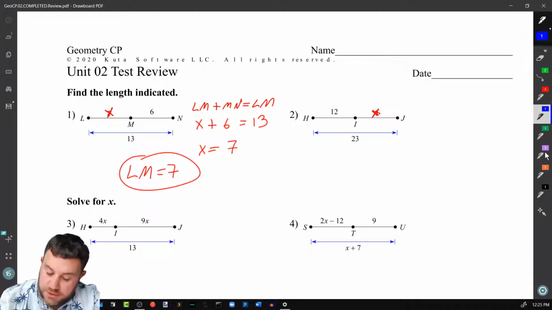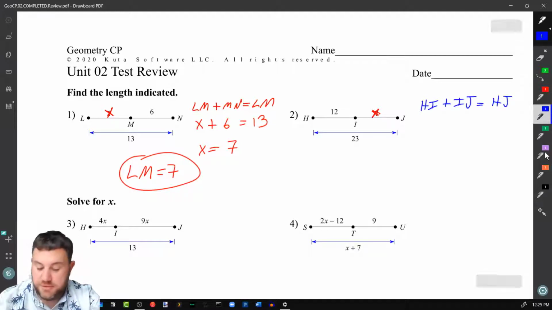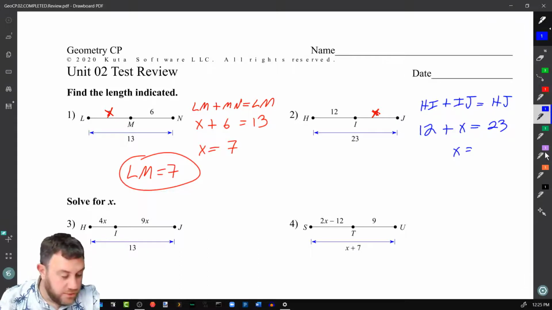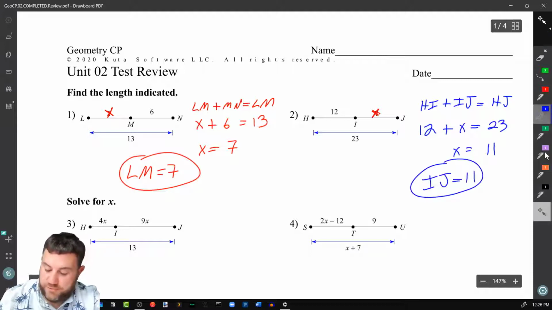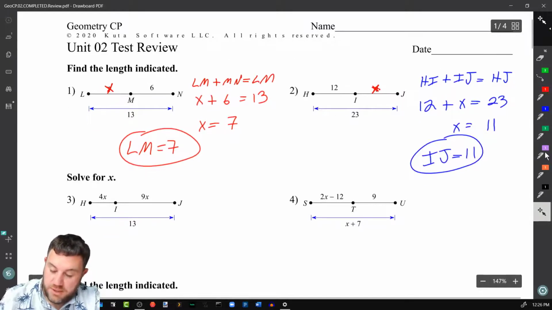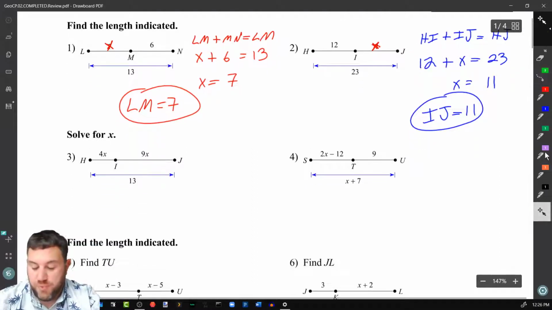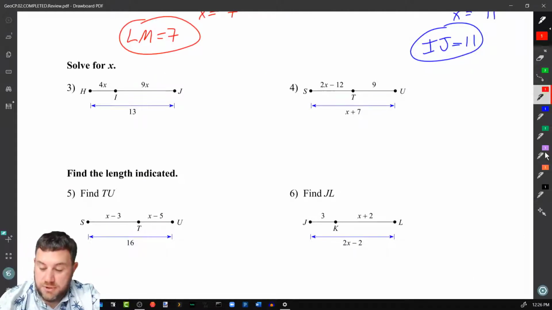For number two, the length of HI plus the length of IJ equals the length of HJ, excuse me. So that would be 12 plus X equals 23. Subtract 12 from both sides. So X is 11. So we know IJ equals 11. And again, I'm writing these steps on here just as a way to help you see the process from start to finish, because once we get into these more complicated ones, it will be more helpful.